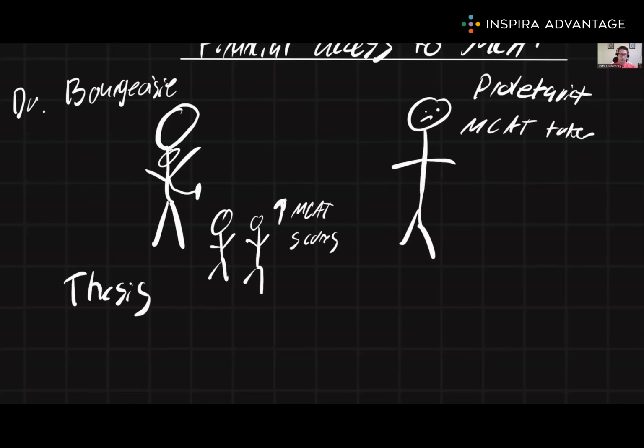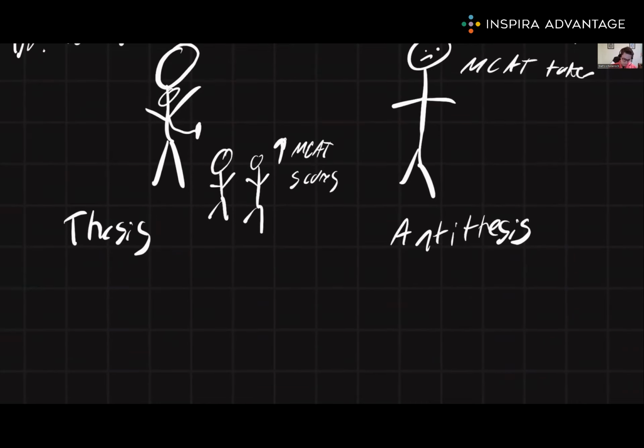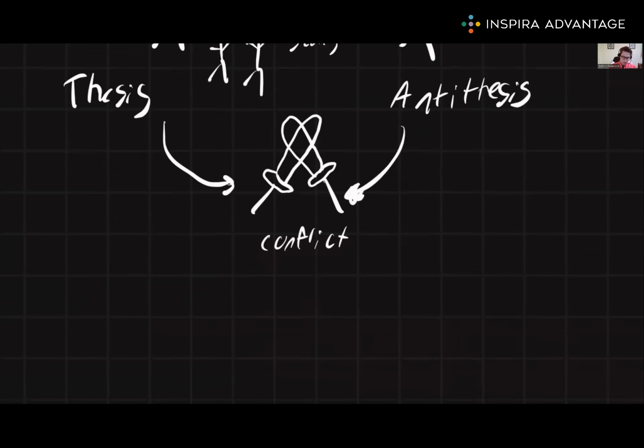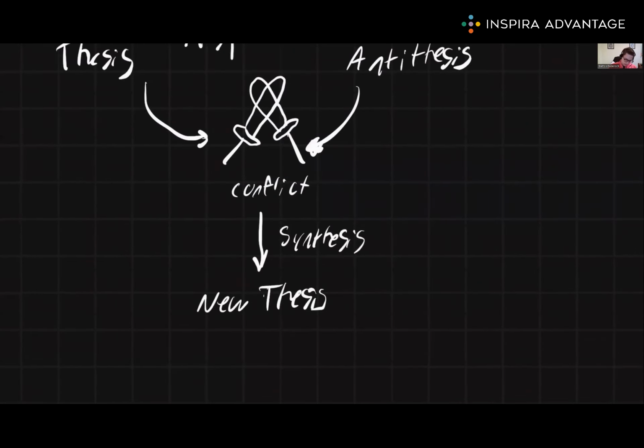Now, say that the massive proletariat undergraduates from less than well-to-do backgrounds find this unfair and want an equal distribution of wealth and opportunity. This idea would be the antithesis. According to conflict theory, the two groups would have some sort of conflict. And a synthesis, or a new thesis, would be created. Perhaps this new thesis would scale how much it costs to take the MCAT depending on SES.